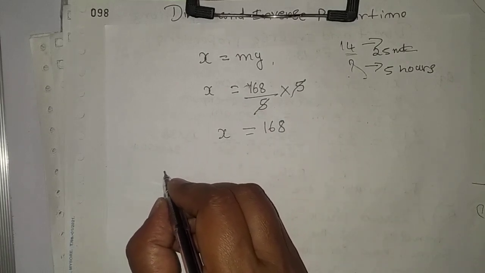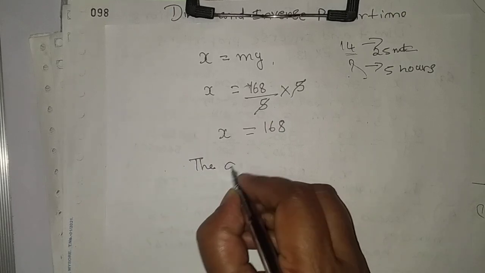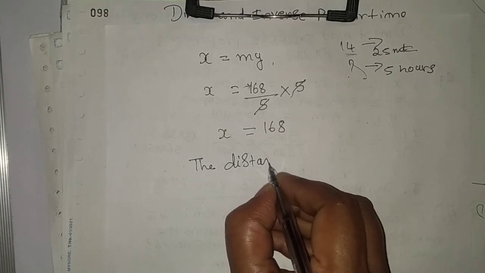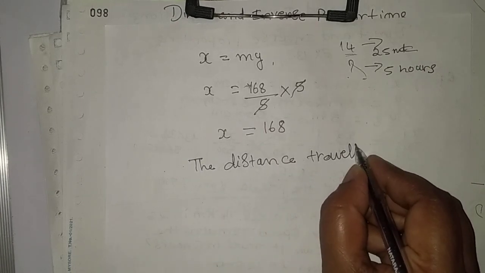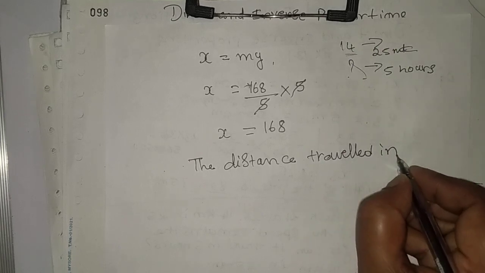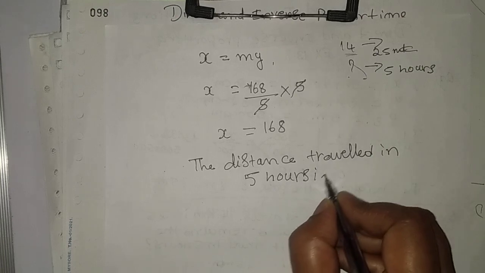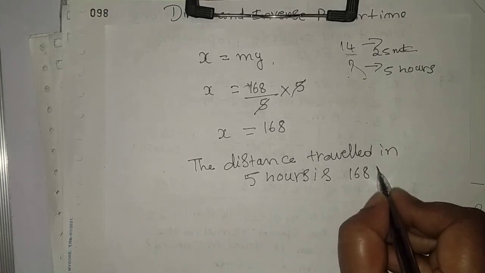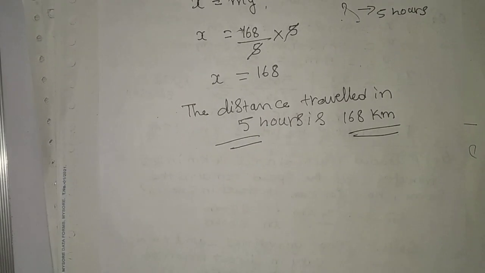So finally we have to write, the distance traveled in 5 hours is 168 kilometers. So this is the answer.